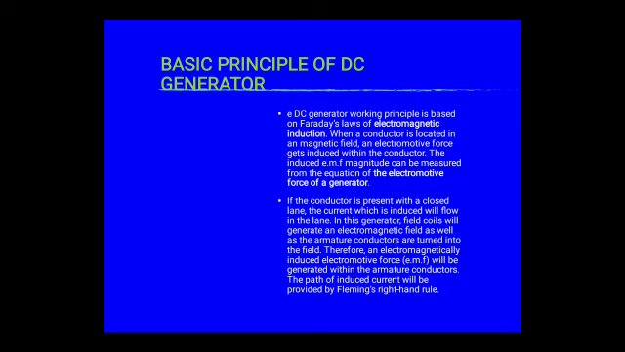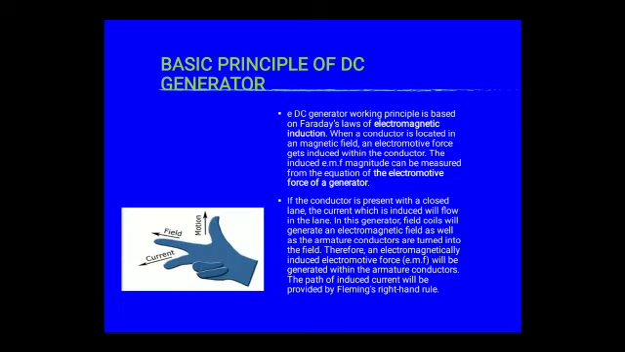In this generator, the field coil will generate an electromagnetic field, and the armature conductors are turned within the field. Therefore, an electromagnetically induced EMF will be generated within the armature conductor, and the direction of the induced EMF or induced current will be given by Fleming's right hand rule.